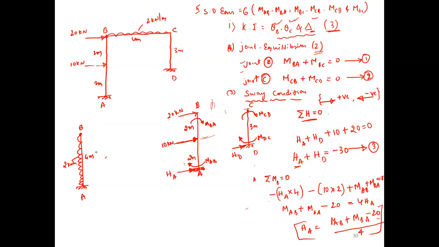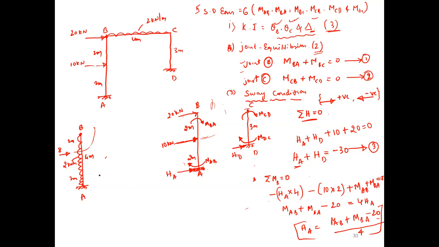Just convert it into a point load. When you are converting it into a point load, 4 2s are 8, at 2 meter, 2 meter. Please consider a moment here. It will rotate anticlockwise. So what you are getting? HA equals MAB plus MBA, so minus 16 divided by 4. Any doubts? Clear?